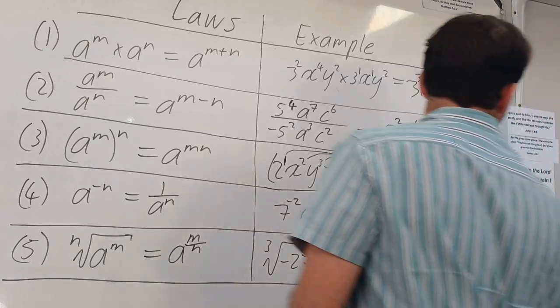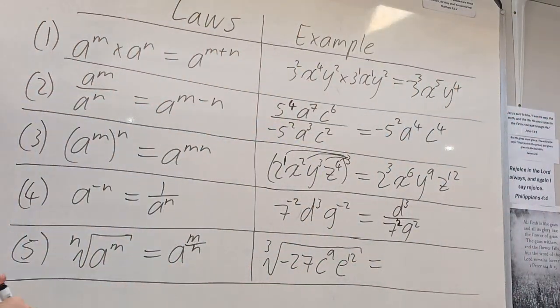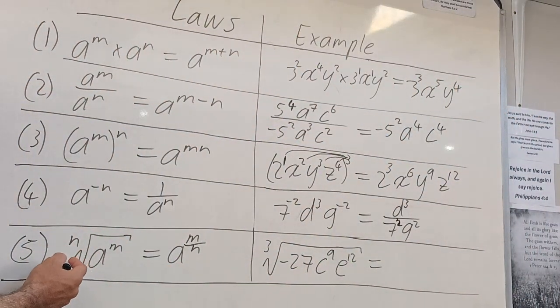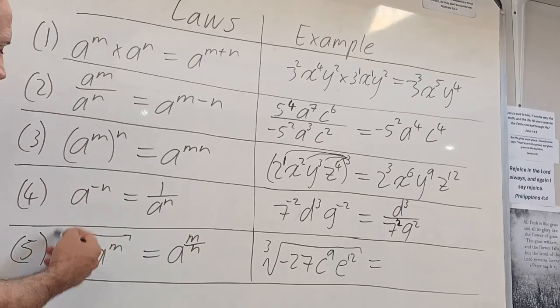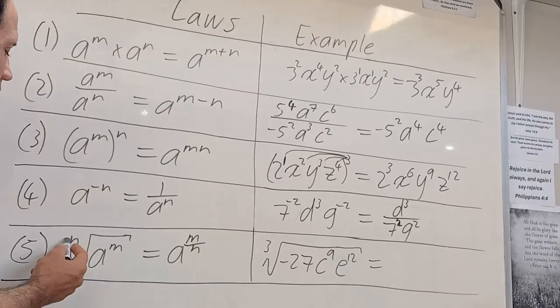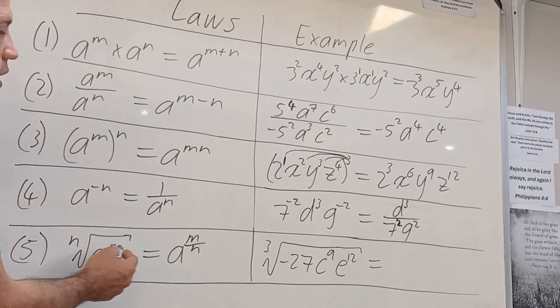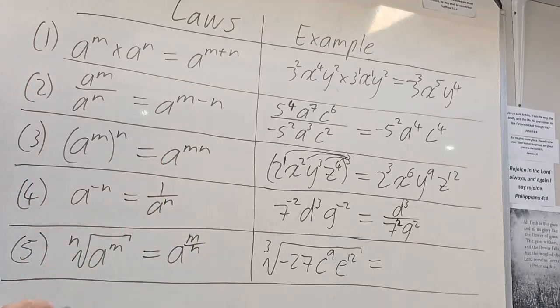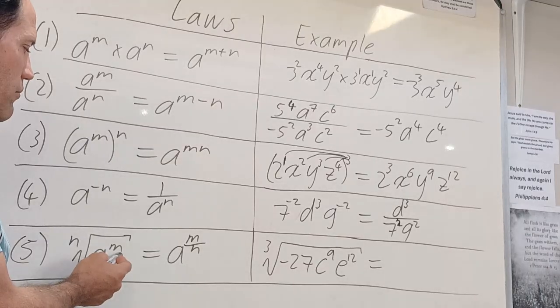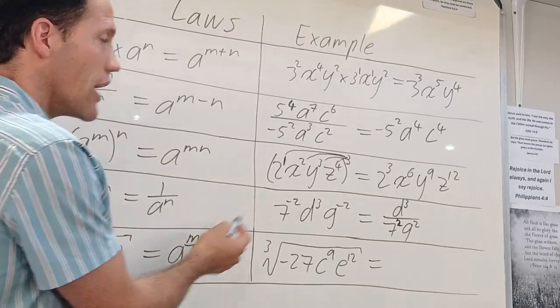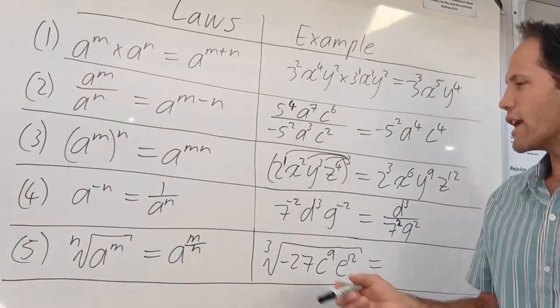Okay, and then for this last one. This one is part of the roots, but we can do it as with the exponents. Okay, but it's actually part of the roots. The nth root of a to the power m is a to the power m divided by n. That's a lot to take in. Think about it: the nth root of a to the power m is equal to a to the power m divided by n. So look at an example.